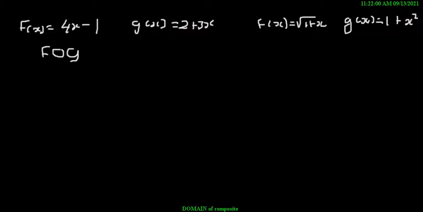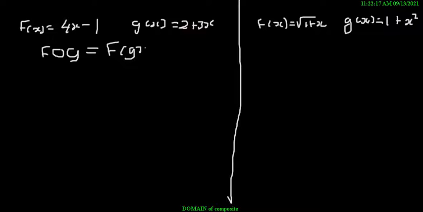Now let's try to find the domain of f∘g. So remember I said f∘g is equal to f of g of x: what is x in f, we put g(x). So when finding the domain, we first start with g(x) to see if we've got any limitation.